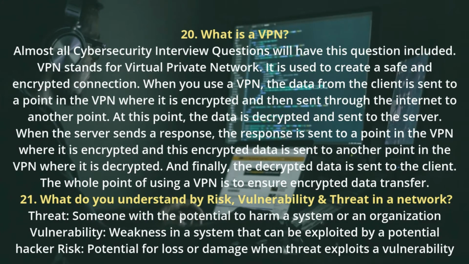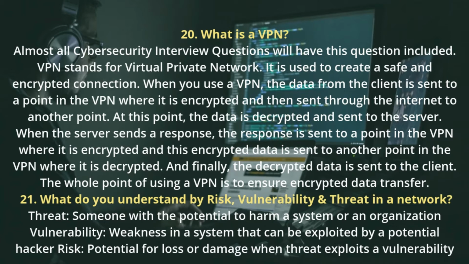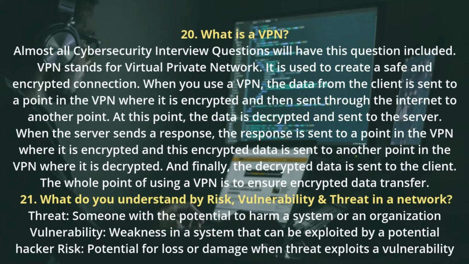21. What do you understand by risk, vulnerability and threat in a network? Threat, someone with the potential to harm a system or an organization. Vulnerability, weakness in a system that can be exploited by a potential hacker. Risk, potential for loss or damage when a threat exploits a vulnerability.